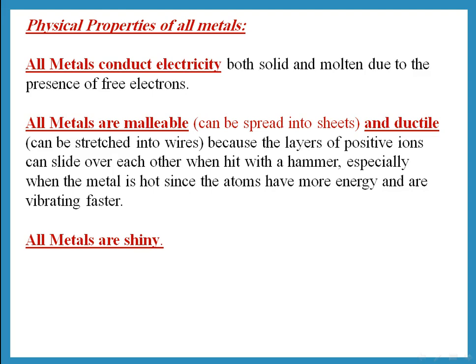Metals are malleable. Malleable means they can be spread into sheets. They're also ductile. That means they can be stretched into wires. Now, why are metals malleable and ductile? Because the layers of positive ions can slide over each other when hit with a hammer, especially when the metal is hot. And you should know that all metals are shiny.